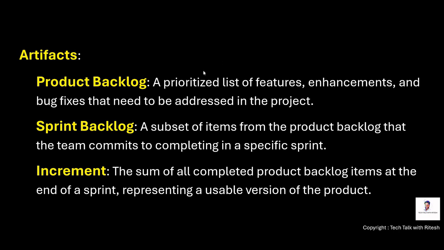Now consider a few items which should go as part of a sprint, because the sprint is of 1 or 2 or up to 4 weeks, right? So that subset from the product backlog is the sprint backlog, a subset of items from the product backlog that the team commits to completing in a specific sprint. And increment is the sum of all completed product backlog items at the end of the sprint, representing a usable version of the product, that is called increment.